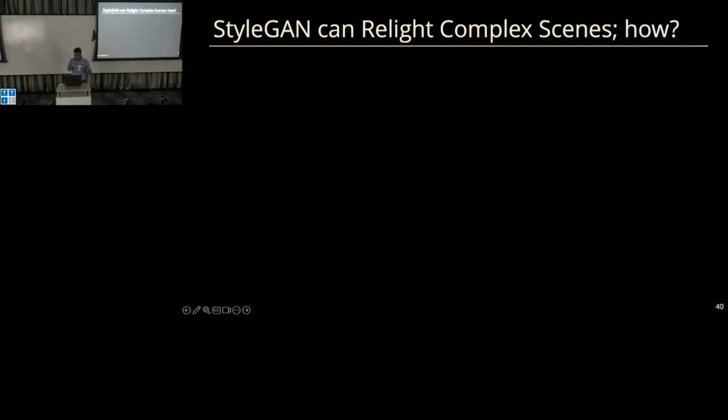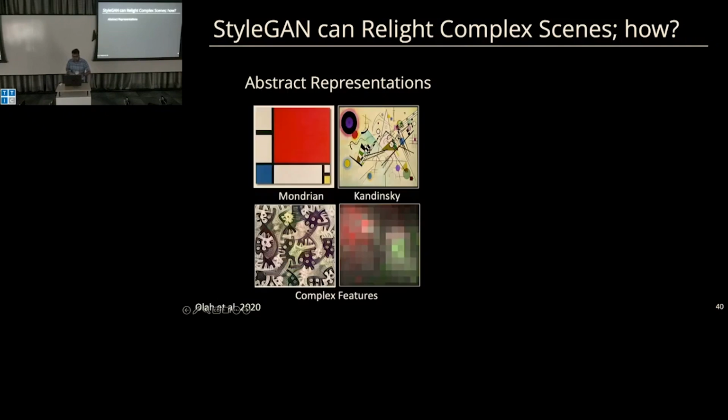Then we asked this question: okay, StyleGAN can relight complex scenes, but how is it doing it? Is it manipulating some abstract representations that we do not understand, like a Mondrian painting, some Kandinsky, or some complex features? Or maybe it's grounded in something very fundamental that we already talked about, like intrinsic images.